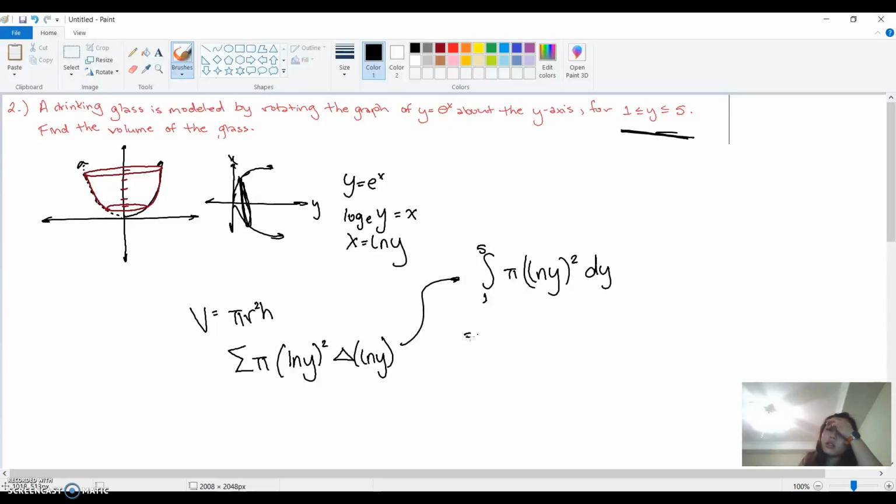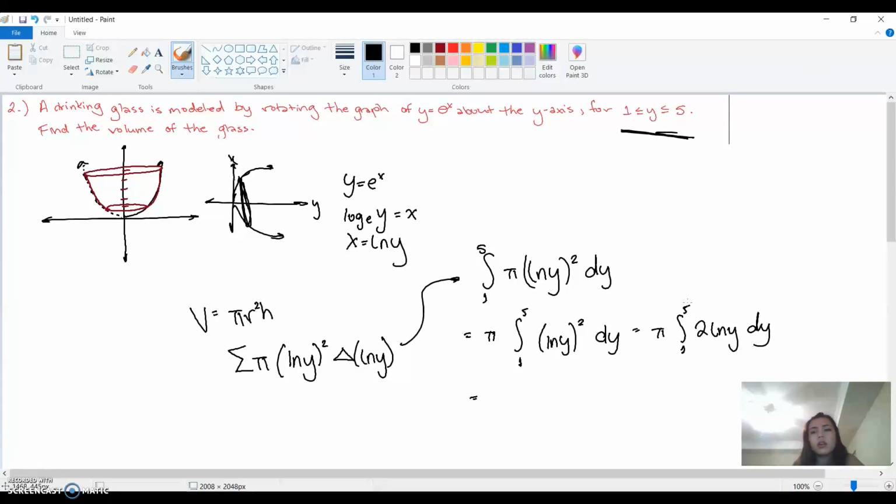Alright, that's not so bad. That just equals pi times the integral from 1 to 5 of (ln y) squared dy. And when I remember log of something to a power, the 2 can be moved forward. So this actually equals pi times the integral from 1 to 5 of 2 ln y dy, which can just be written as 2 pi times the integral from 1 to 5 of ln y dy. Now all we need to do is integrate ln y.